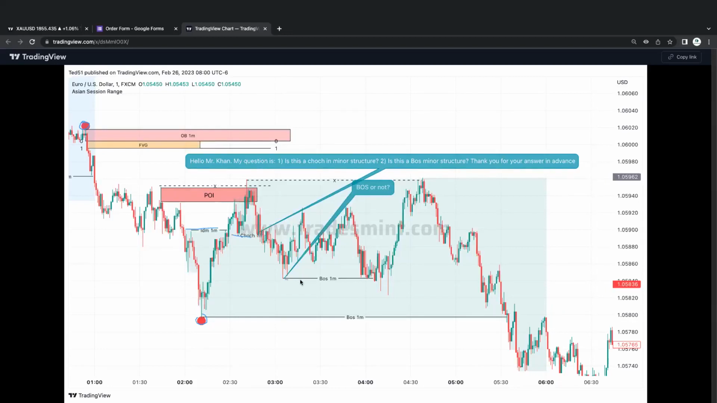And then what happened here? This is a pause, right? But this is a pause as per the structure formation, like internal structure, right? But what is happening here? Look at this. Why did this move happen here? Because the market is still in a range between this high and low.